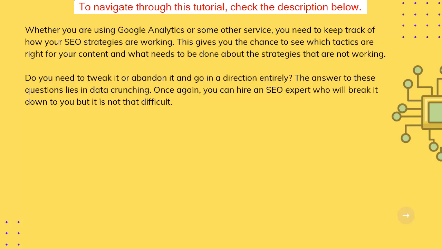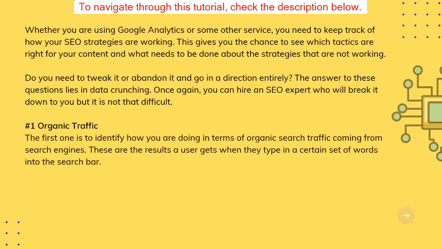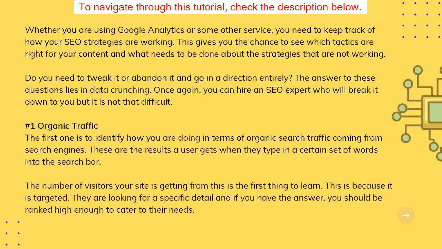Once again, you can hire an SEO expert who will break it down to you, but it is not that difficult. Number 1. Organic traffic. The first one is to identify how you are doing in terms of organic search traffic coming in from search engines. These are the results a user gets when they type a certain set of words into the search bar. The number of visitors your site is getting from this is the first thing to learn. This is because it is targeted. They are looking for a specific detail, and if you have the answer, you should be ranked high enough to cater to their needs.